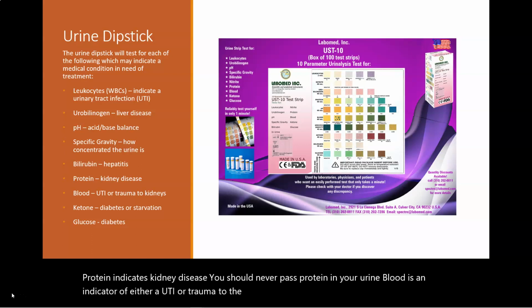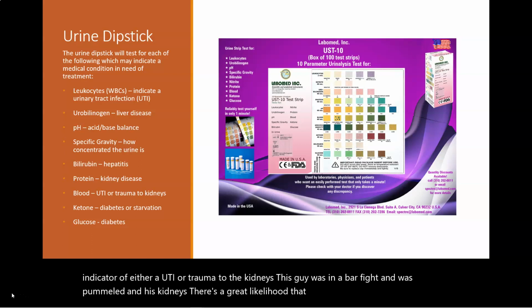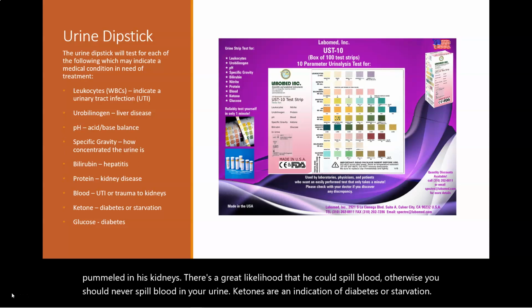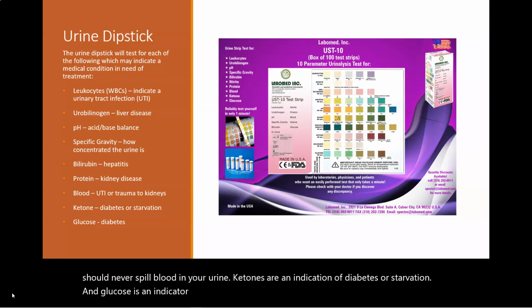This guy was in a bar fight and was pummeled in his kidneys. There's a great likelihood that he could spill blood. Otherwise, you should never spill blood in your urine. Ketones are an indication of diabetes or starvation. And glucose is an indicator of diabetes. You should never spill glucose in your urine.